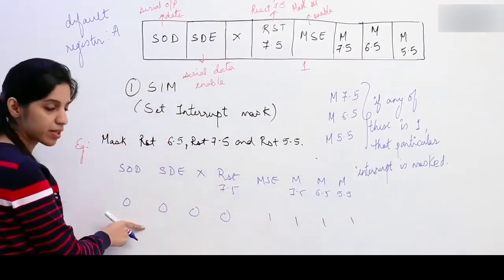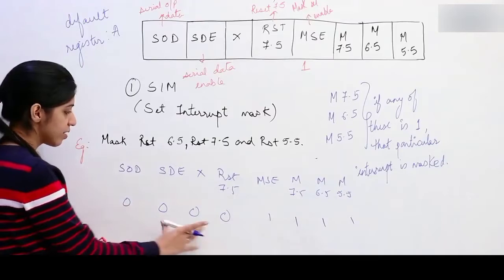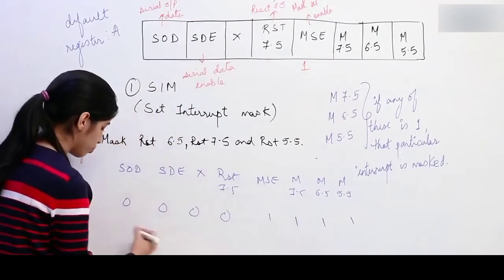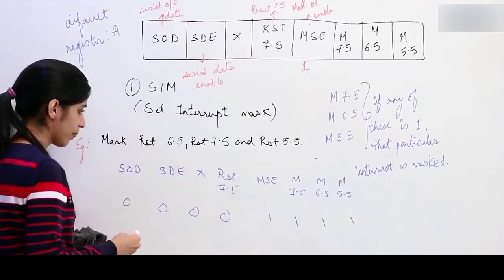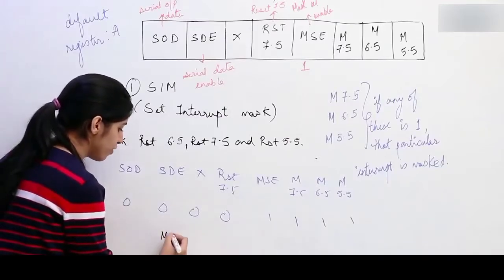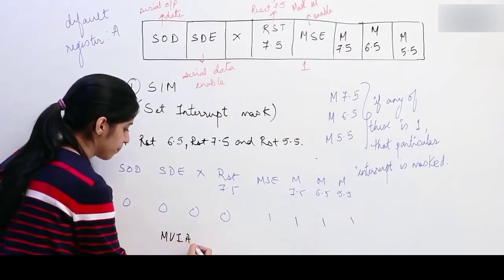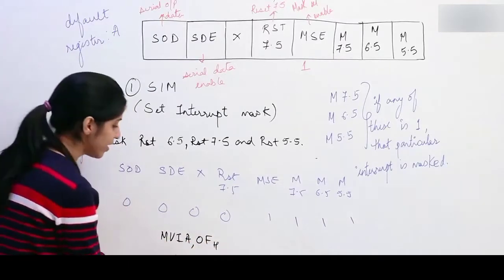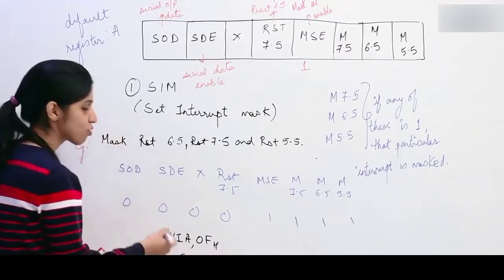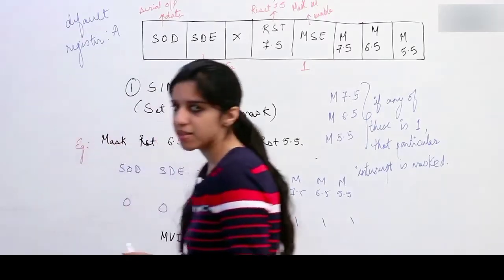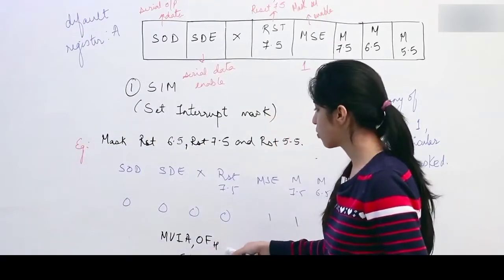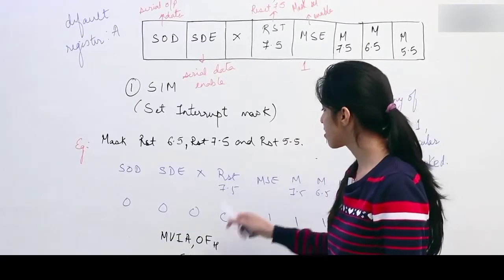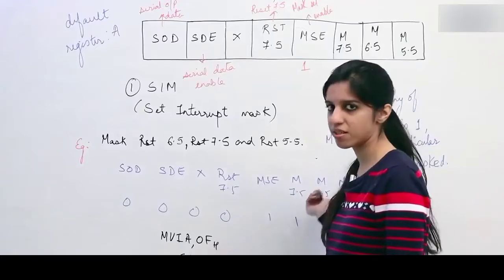Now what is this number in hexadecimal? These 4 bits represent 0, these 4 bits represent F. So what I am going to do is MVI A, 0FH and after that SIM. What does this instruction do? It loads the accumulator with this data, and SIM masks all these interrupts.